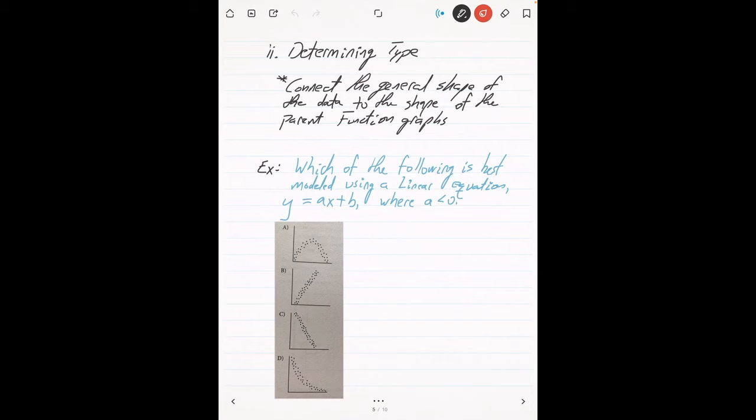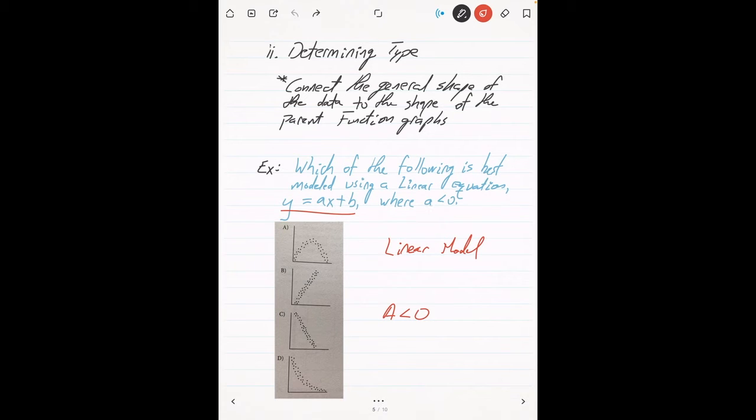Now, let's take some time to practice deciding if data fits a certain type of model. So in this problem, we need to find which of these four models, I should say which of these four scatter plots, should be modeled using the linear equation y equals ax plus b, where a is less than 0. So a couple things to point out there. We want to find which of these fits a linear model where a is less than 0. So notice that we have two qualifications to meet here.